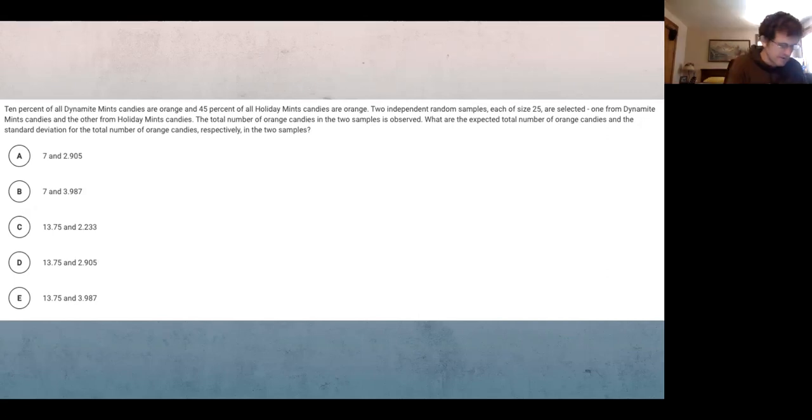So let's talk about this. I need to find the mean. I don't want to use X here. I'm going to use D for dynamite mints, and H for holiday. The way that we can find the expected value, because it doesn't tell me the expected value, but it does tell me we're going to have a sample size of 25. So I'm going to have 25, and there's 10% of these, so times the probability 0.1. So that's going to be a 2.5 expected value.